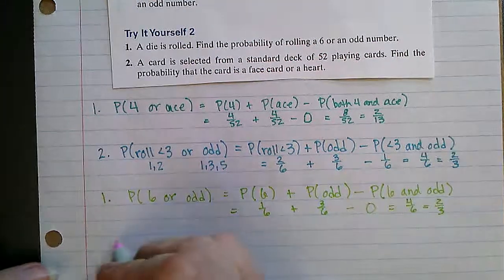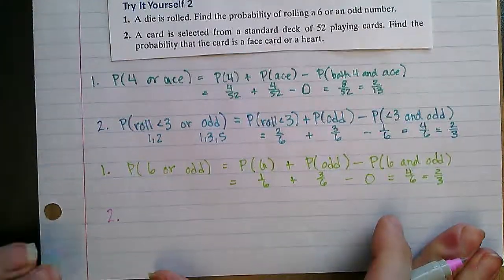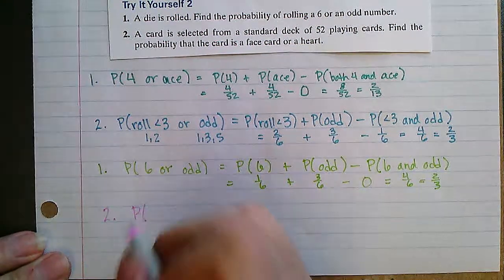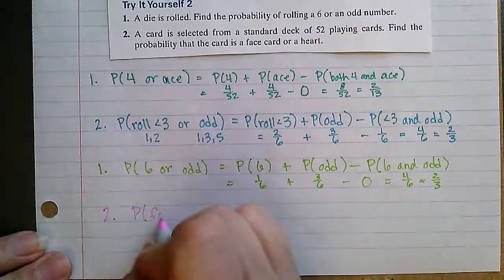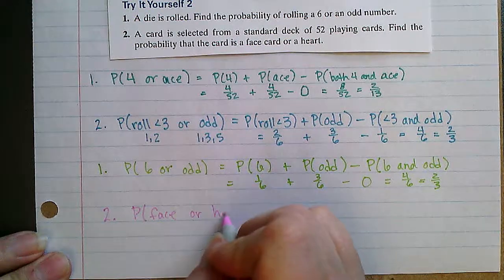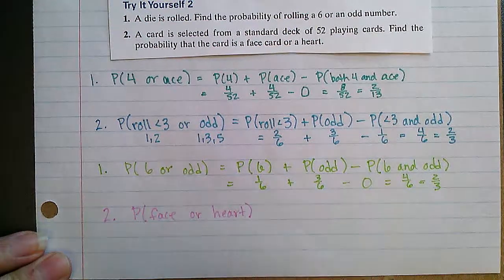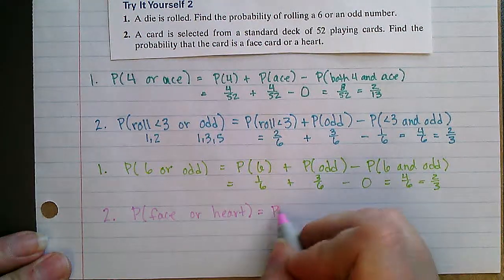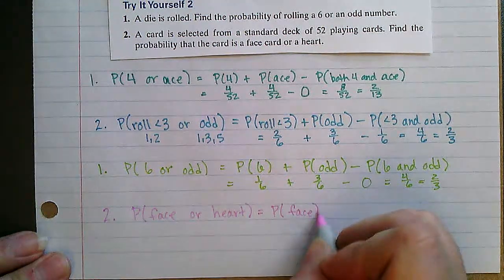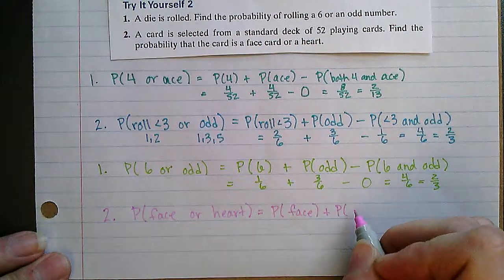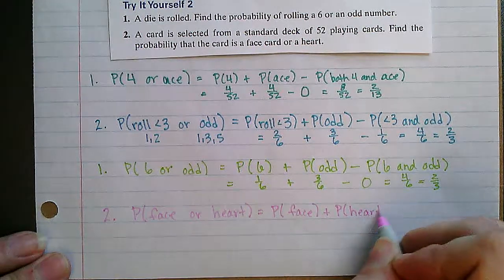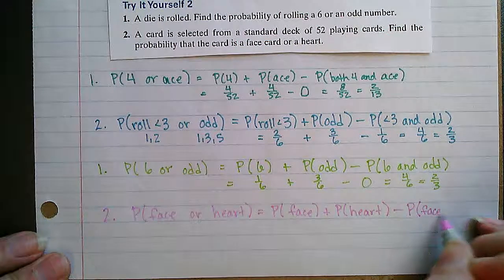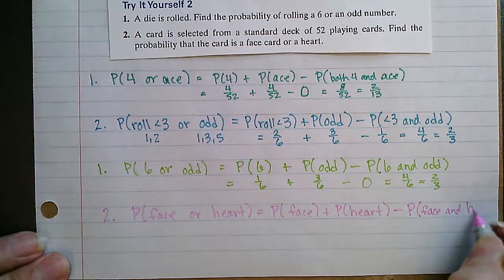And then our second number 2 here. A card is selected from a standard deck of 52 playing cards. Find the probability that the card is a face or a heart. So that would be equal to the probability that it is a face plus the probability that it is a heart minus the probability that it is a face and a heart.